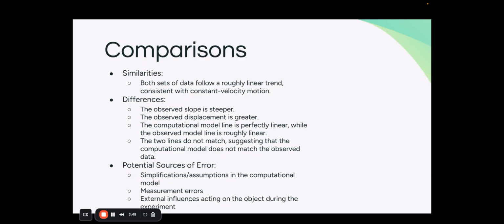The two lines do not match, suggesting that the computational model does not match the observed data. So, some potential sources of error. The computational model likely assumes ideal conditions, which may not match the real motion, leading to smaller predicted displacements and perfectly linear behavior. We aren't considering motions in directions other than x, which can impact position. And then the marker's odd shape doesn't allow for proper center of mass calculations, which can impact position measurements. Lastly, small forces in the real experiment, like uneven surfaces or air currents, could increase speed or introduce fluctuations that weren't captured in the simulation.